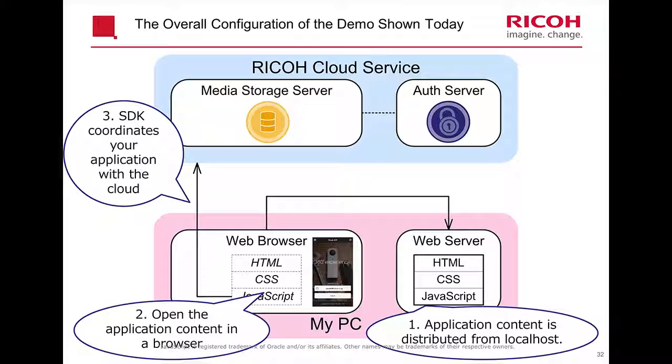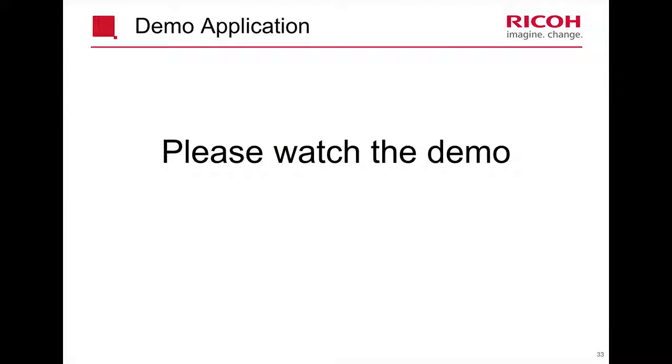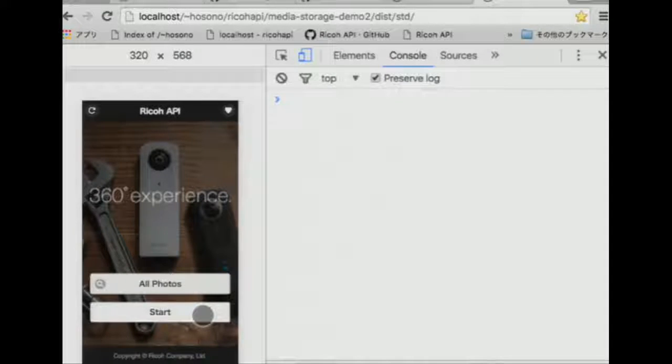Application contents are distributed from the local server on the PC. When you open the URL of the local host in your browser, the browser loads the contents, and the application starts up. After the application starts up, you can make the application collaborate with the cloud services using the JavaScript version SDK. So, here's the demo you've been waiting for. Let's start the application.